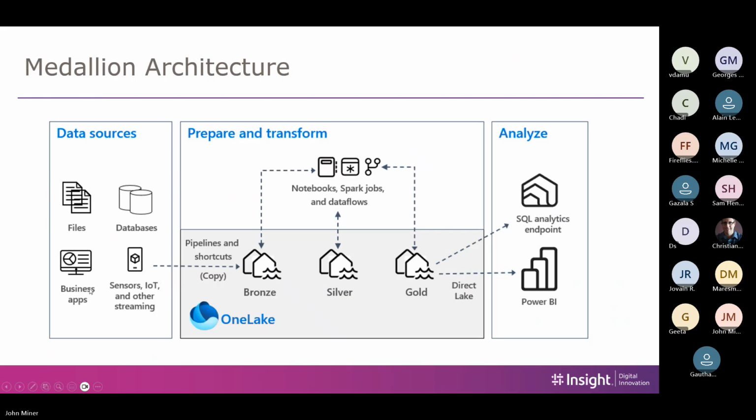Okay, so let's talk about the medallion architecture, and this is the picture that Microsoft came up with, okay? So we have files on premise, we have databases, so we're going to talk about this tonight. We could have other things like IoT coming into Event Hub, or business apps, which we're not going to show, but we talked about them, like Microsoft Dynamics.